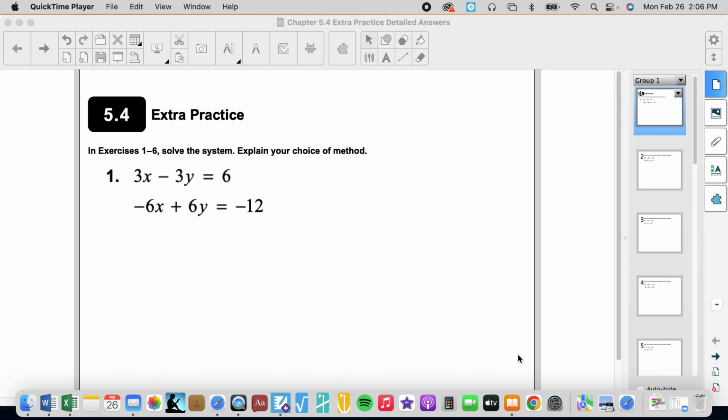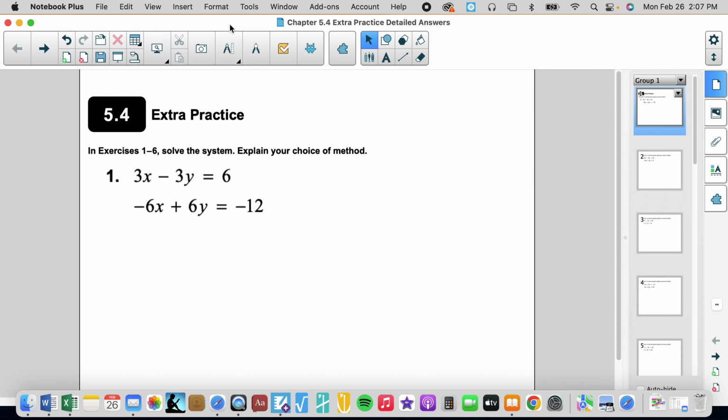Algebra 1, Chapter 5.4. Chapter 5, we've been focusing on systems of equations. And systems of equations are two linear equations with infinite solutions for each of those. And they want to know where do they intersect? What point or points or no points do they share as solutions? So it says solve the system, explain your choice of method.